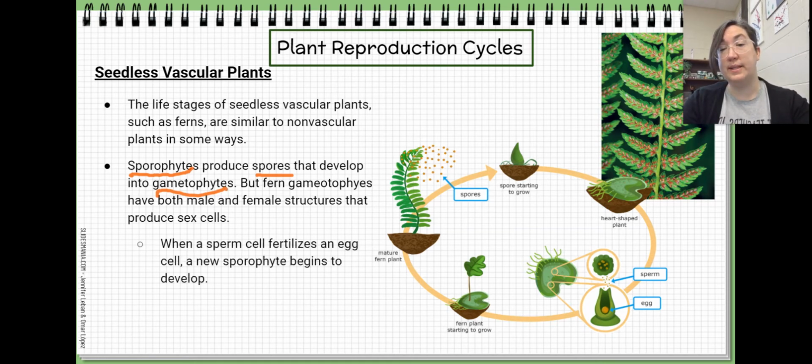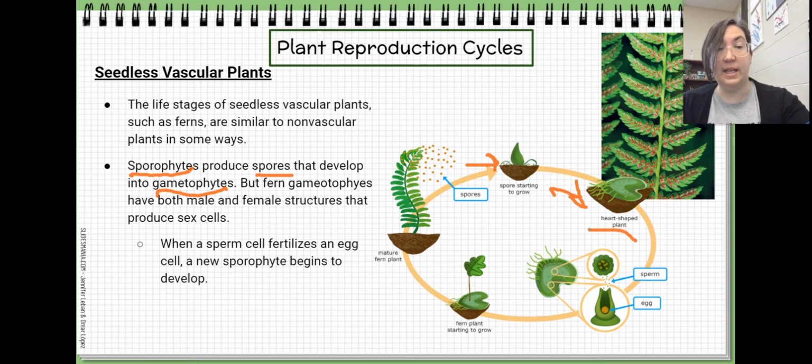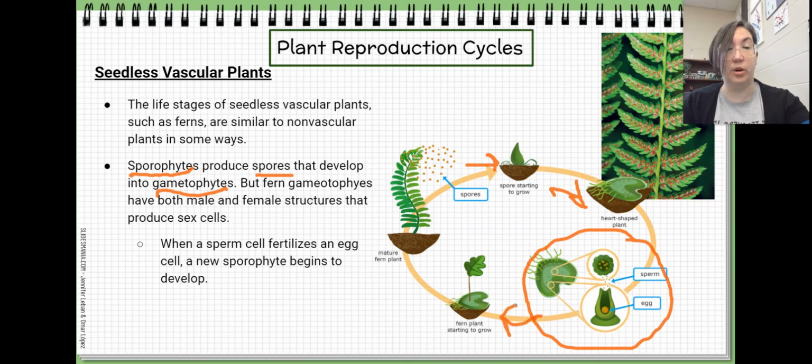When a sperm cell fertilizes an egg cell, a new sporophyte begins to develop. So I have my spores, and they start to grow. In ferns, they make this little heart-shaped plant. And then within the same plant, I have my sperm and my egg. There's fertilizing, and then I start to grow a new fern plant.